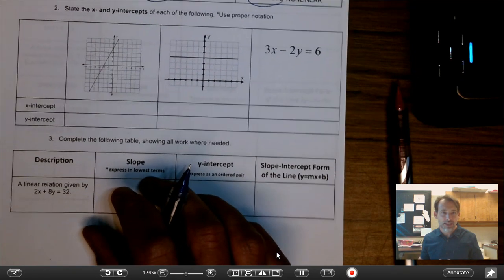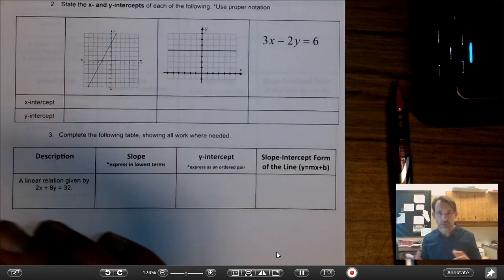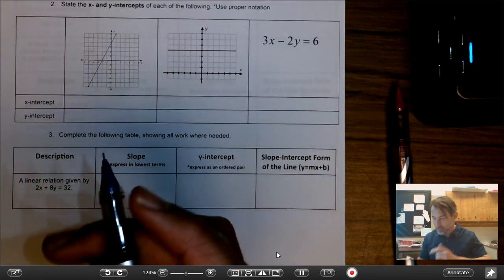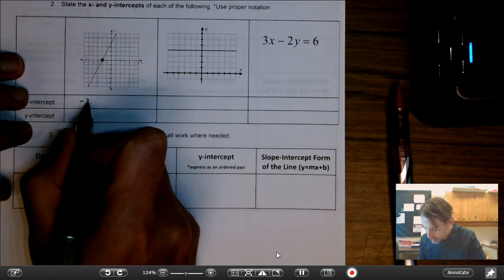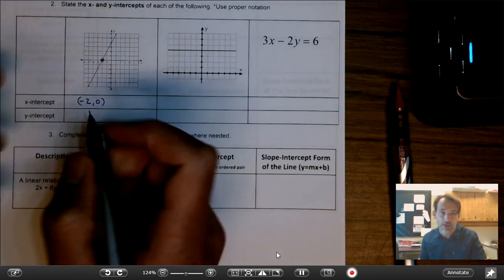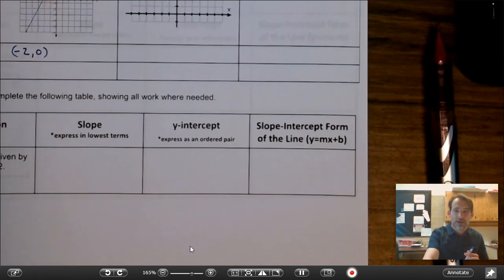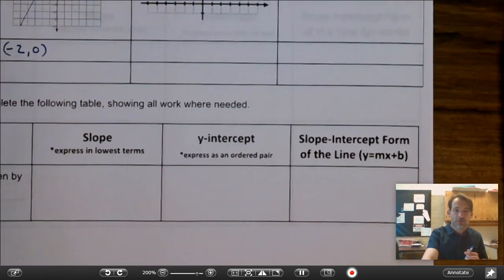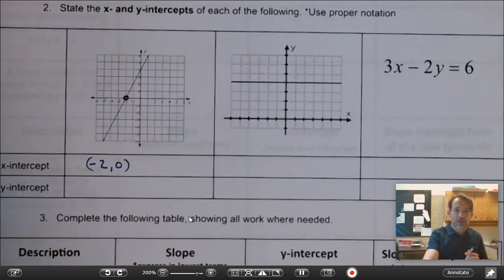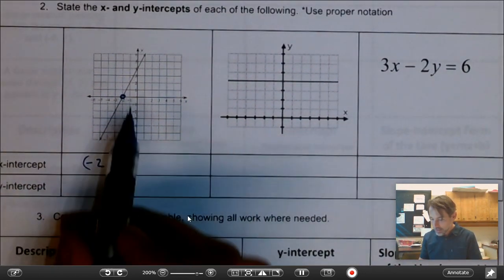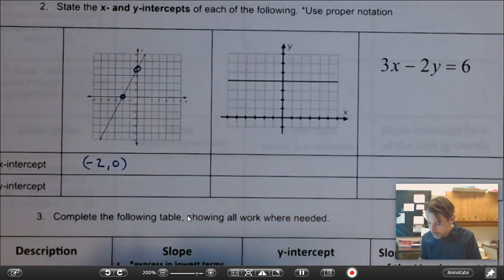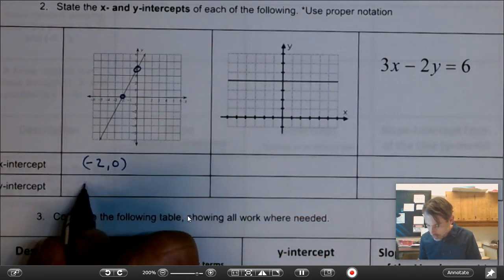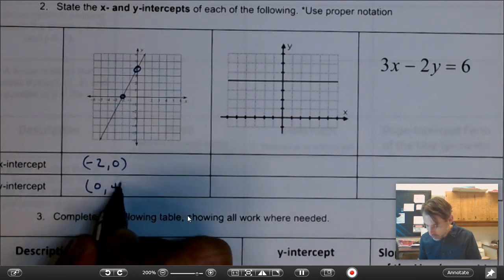State the x and y intercepts of the following using proper notation. The x-intercept is where it touches the x-axis. That's at the point -2, 0. Maybe I need to zoom in for you here. Zoom in more. Move this up. There. See that? It's at the point -2 in the x, 0 in the y, so that's it. The y-intercept is up there at 4. So we would say it's 0 in the x, 4 in the y.